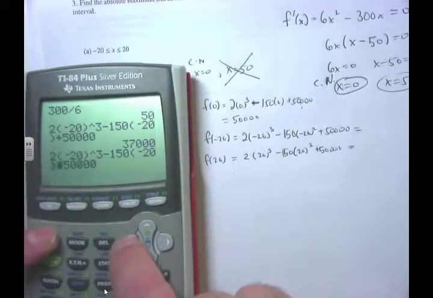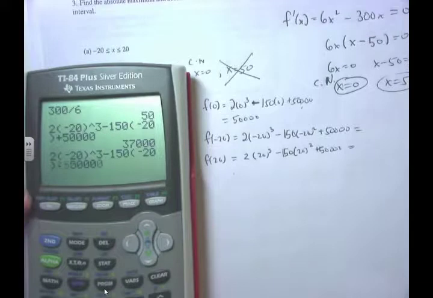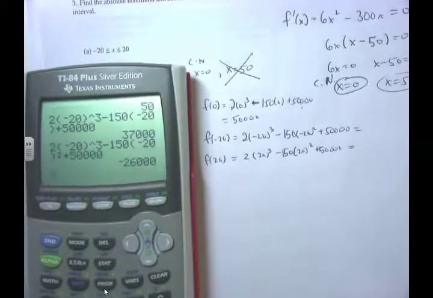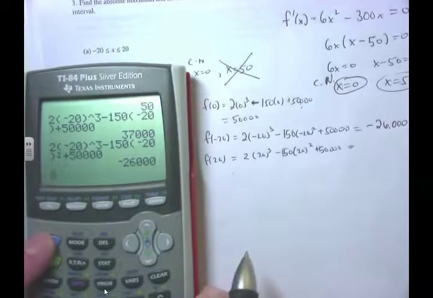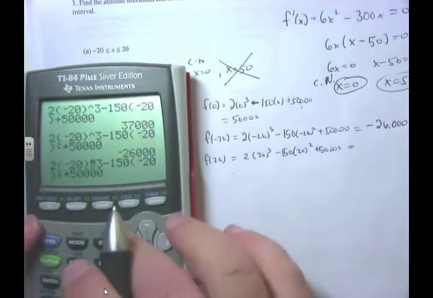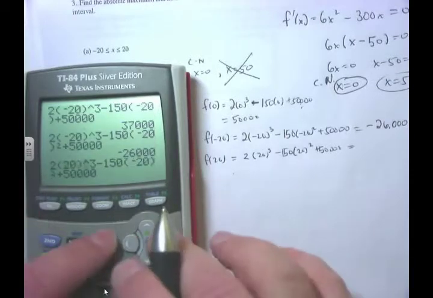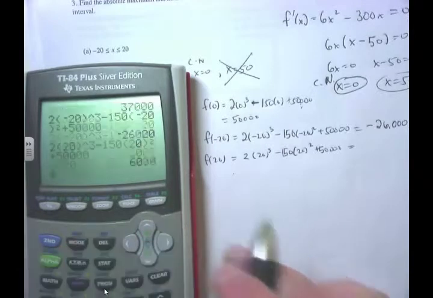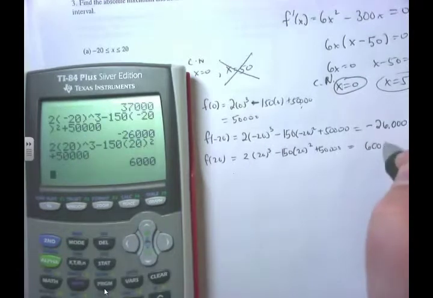Be careful, I'm trying to rush here. Square. There you go. Take your time. Make sure you type it in squared. There you go. I got negative 26,000. And when I plug in positive 20, making sure I have the right equation, I just call it back down and delete all the negatives out of this thing. And I get 6,000.